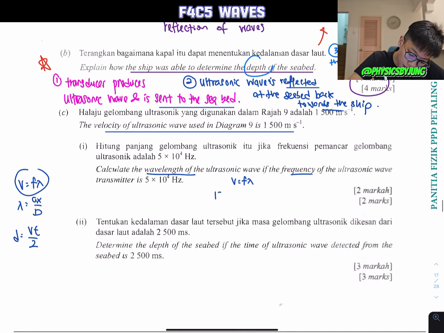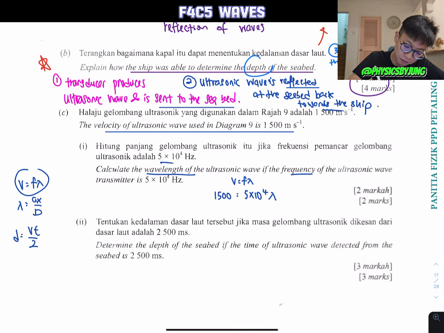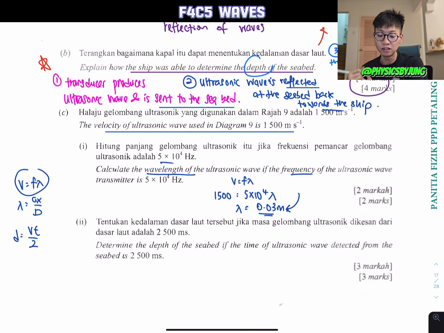So if this V equals to F lambda, 1500, what's my frequency? 5 times 10 to the power of 4. Next one will be a lambda. So I can calculate out my lambda, which is equivalent to 0.03 meters. How do you know what is the unit for your wavelength? It will always depend on your velocity, kan. If it's in meter per second, your answer will be meters. But sometimes your velocity, they give you cm. So you got two choices, change this to meter, or you get in terms of cm, if this is given in cm. So make sure check what velocity unit you are given.